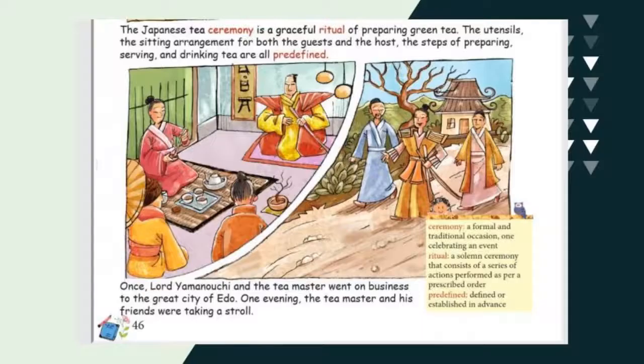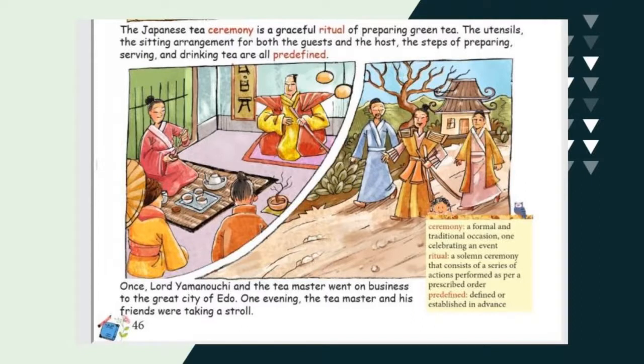The Japanese tea ceremony is a graceful ritual of preparing green tea. The utensils, the seating arrangement for both the guest and the host, the steps of preparing, serving and drinking tea are all predefined. So see here, students, the Japanese tea ceremony. Ceremony means it's a traditional event. It is a graceful ritual of preparing green tea. Ritual means it is also one type of ceremony and it consists of the actions performed in the prescribed order.